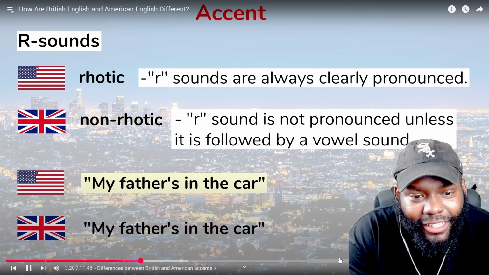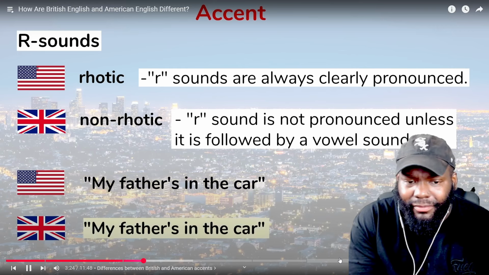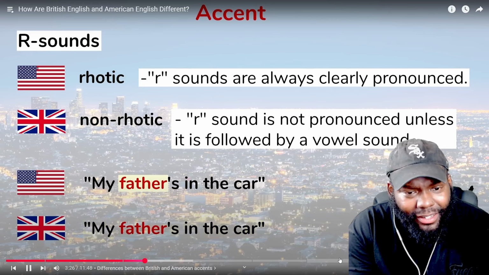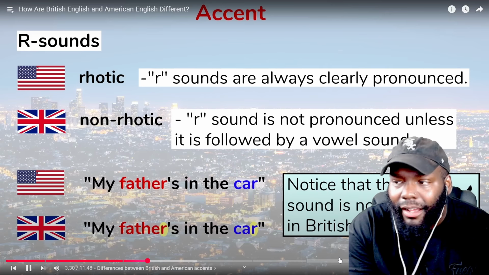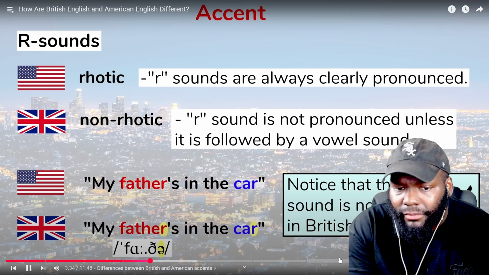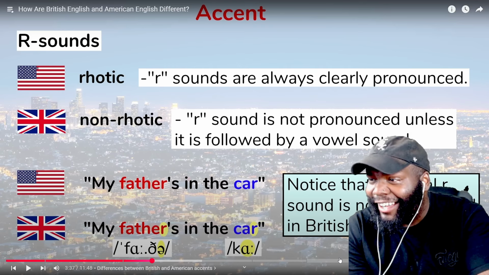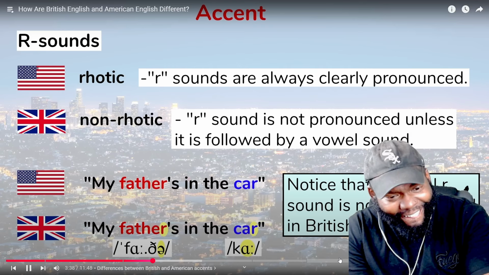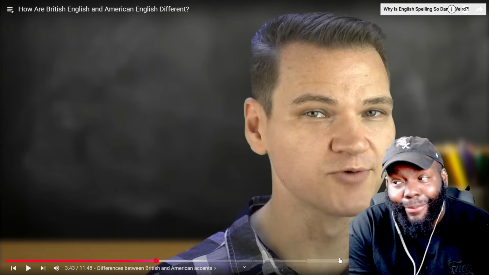Listen to the difference. My father's in the car. My father's in the car. Let's focus on two words. Father, car. Notice that the final R sound is not pronounced in British English. Father ends in a simple schwa vowel. And in car, the vowel sound is lengthened in place of the R sound. Car.